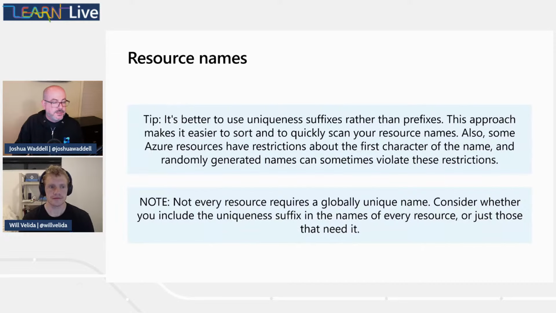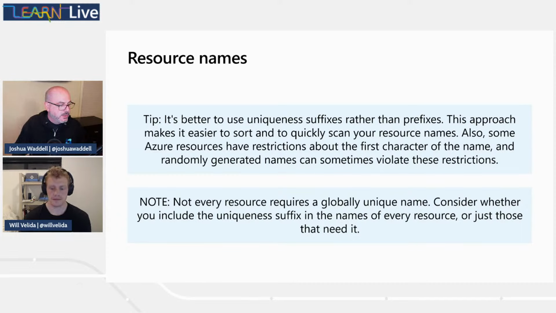Okay. It talks about here for the resource names, it's better to use the uniqueness suffix as a suffix rather than a prefix, right? That's kind of a general best practice. And as you mentioned before, lead with a nicely constructed name, app dash environment, dash region, and then put that uniqueness suffix at the end.